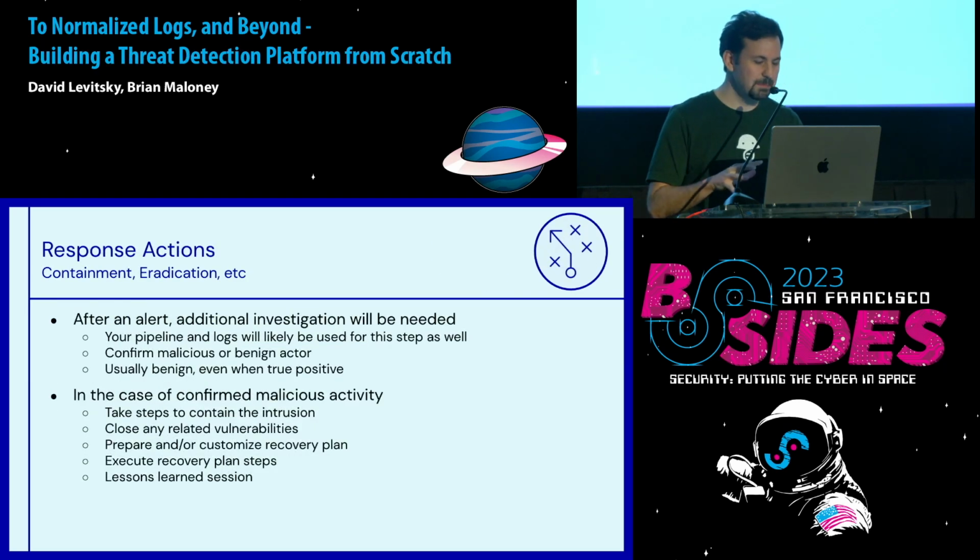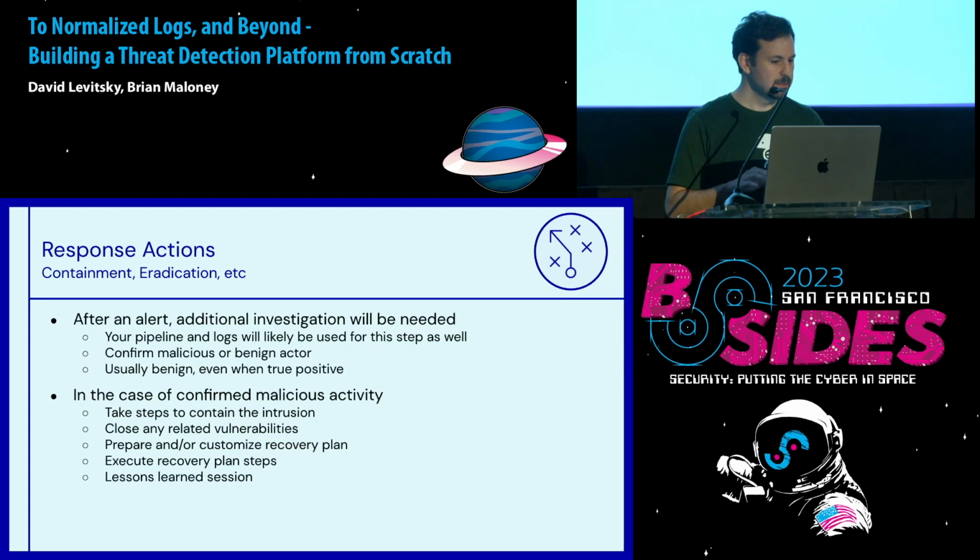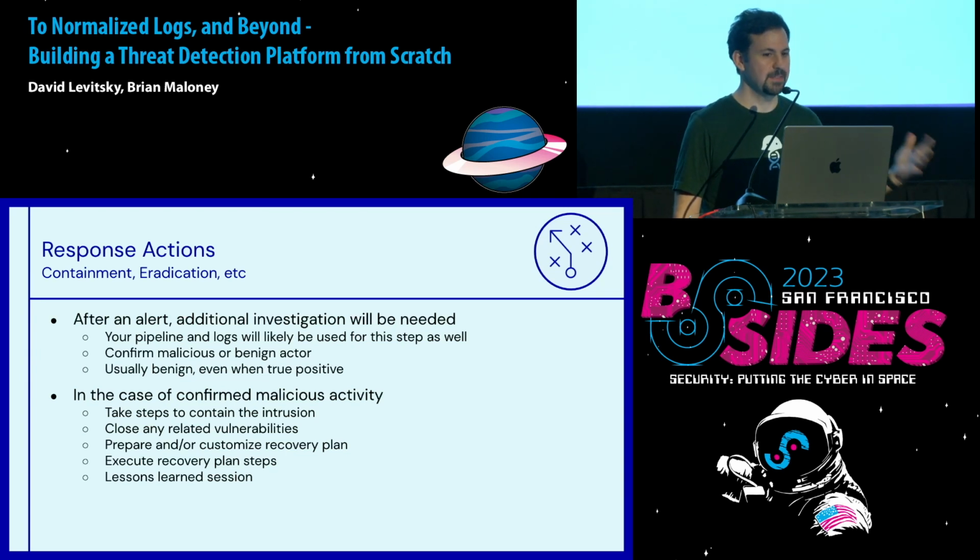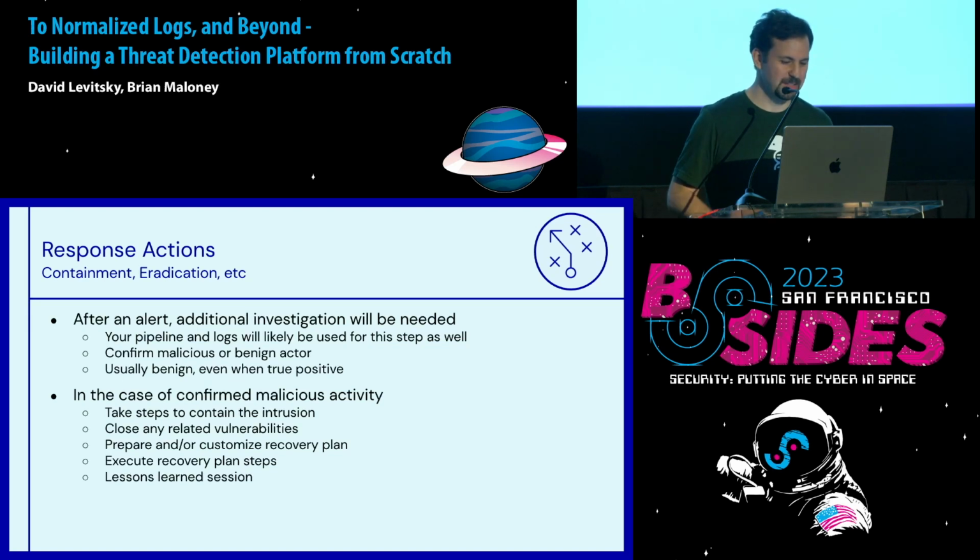Moving on to the last step, and then we'll get into the architecture. You want to be able to investigate what happened. So you're going to need the same data for that, right? One log source might indicate something's wrong, and then you need additional context from other sources. From that step, you can move to confirming whether it's a malicious actor or benign. Most of the time, it's going to be benign, but you still have to check every time that you get one of these events fire.